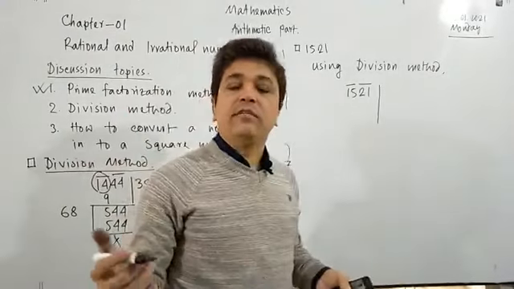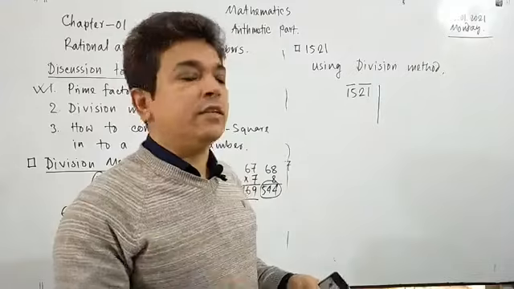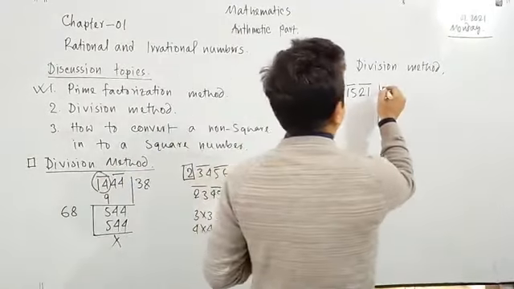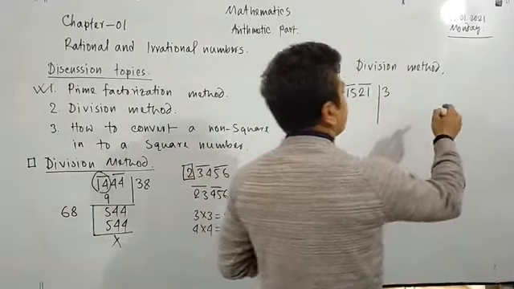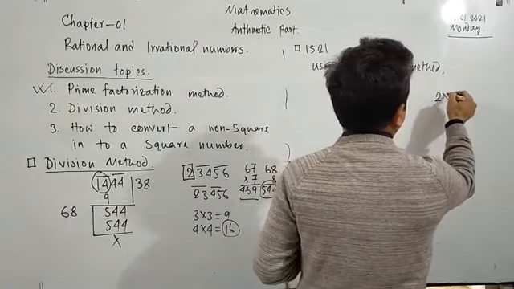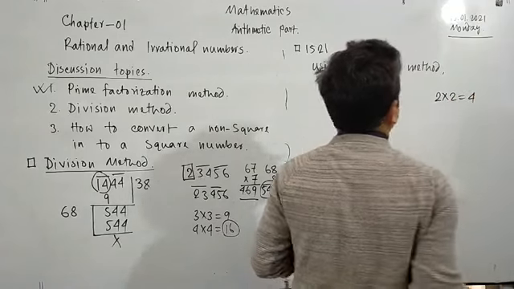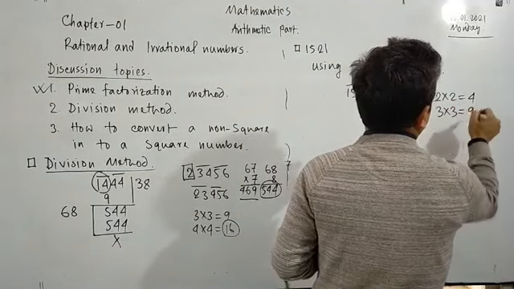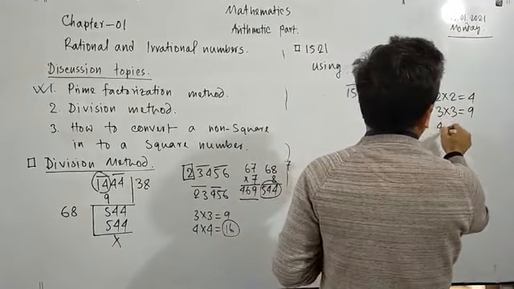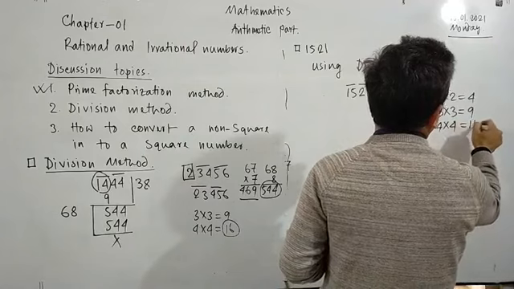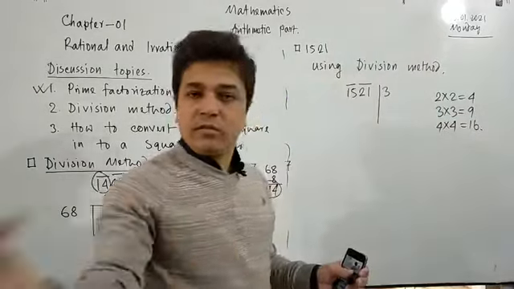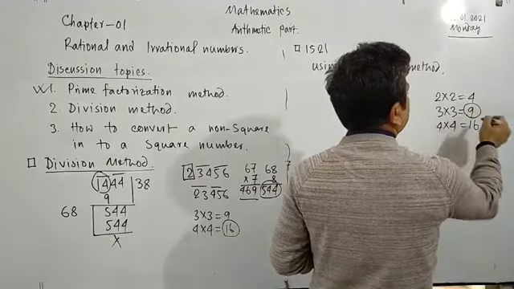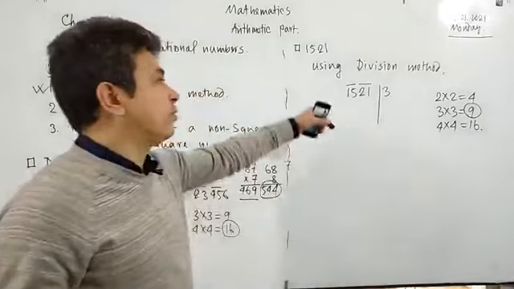15 is... 3 into 3 is 9, 4 into 4 is 16. So 16 is not possible, so we must take 3. So we have taken 3 here. Look at that. If we take 2 here, we must multiply 2 into 2 is 4. If we take 3 here, 3 into 3 must be 9. If we take 4 here, 4 into 4 is 16, which is more than 15, so it's not possible. So we must take this. If we take 4, it's very small, so I think 9 is appropriate for that number.